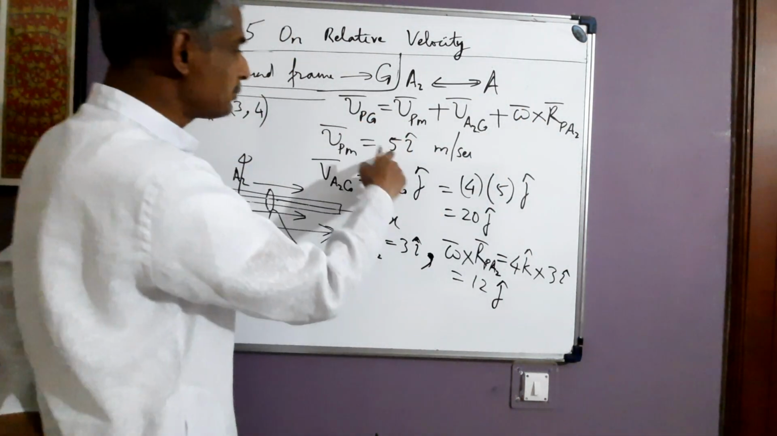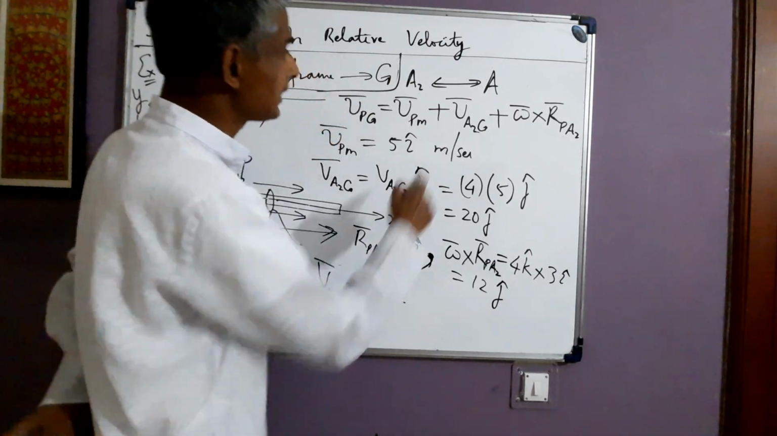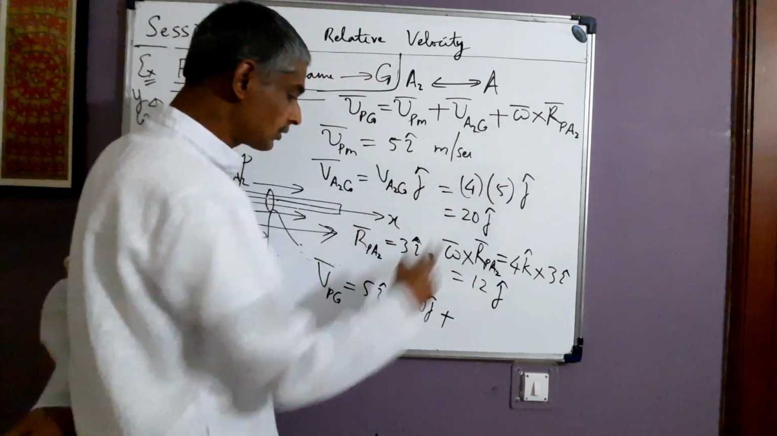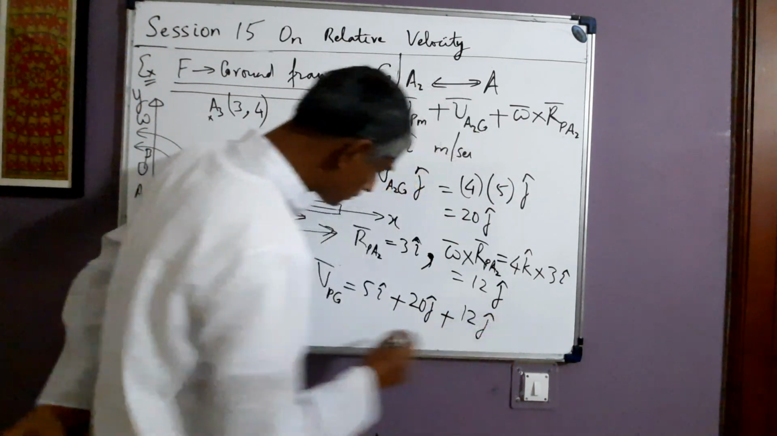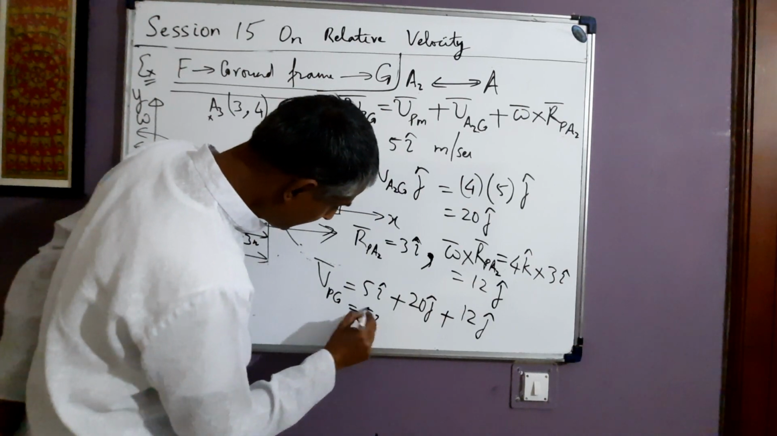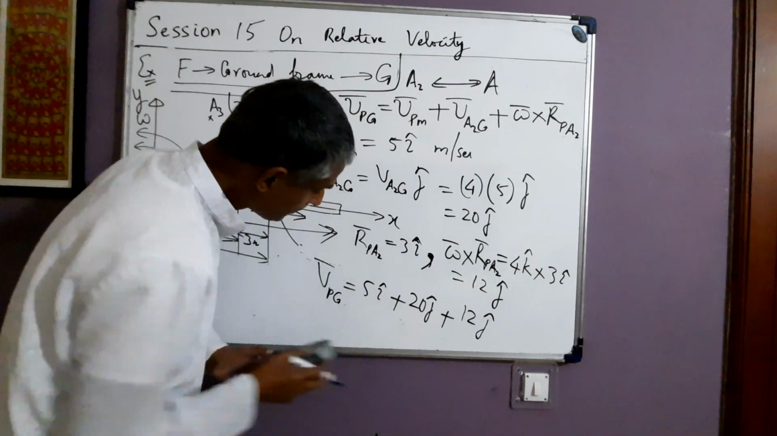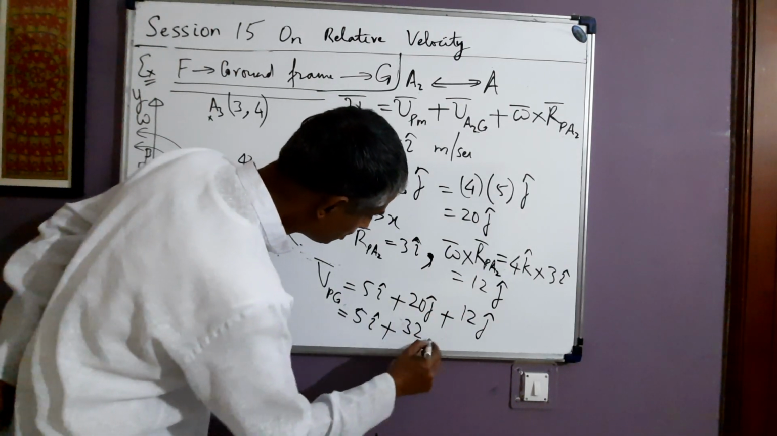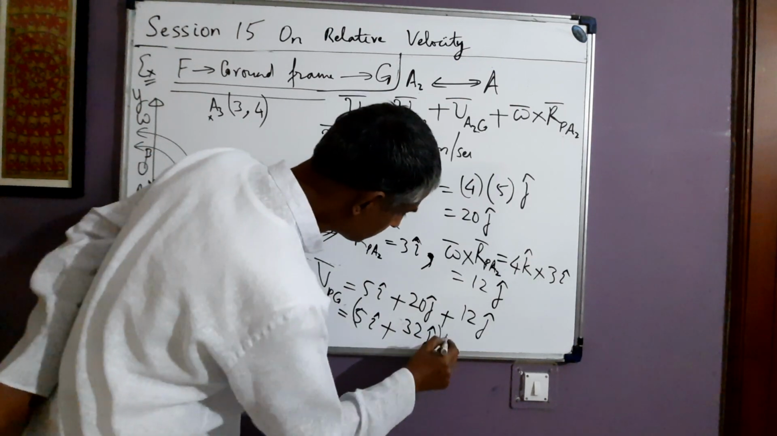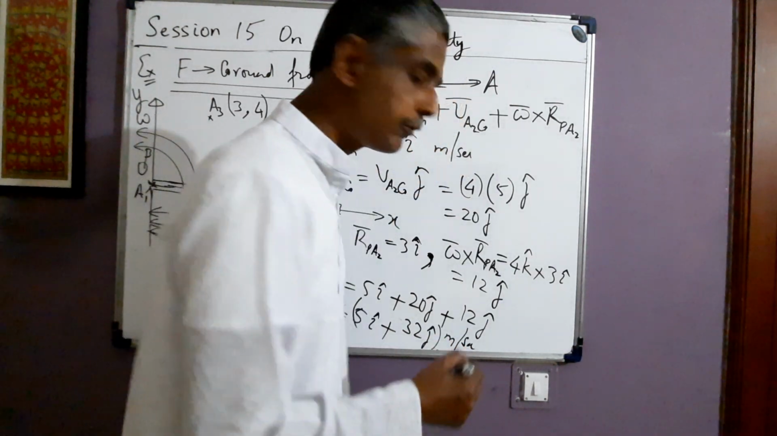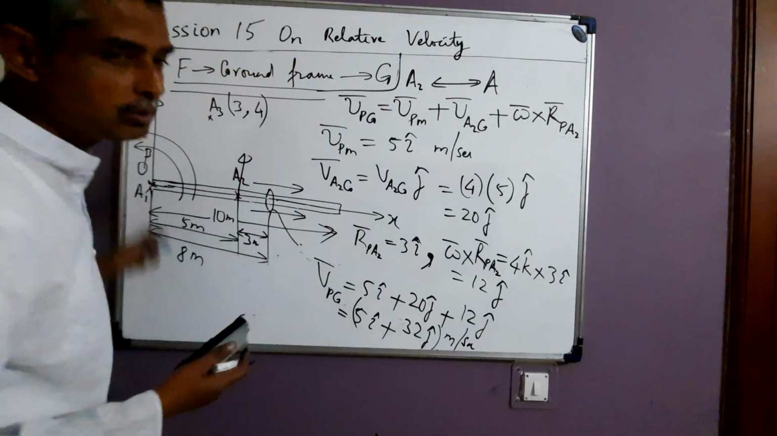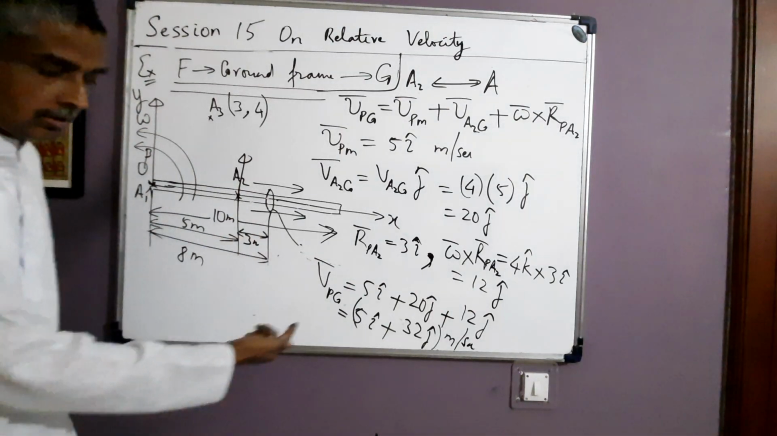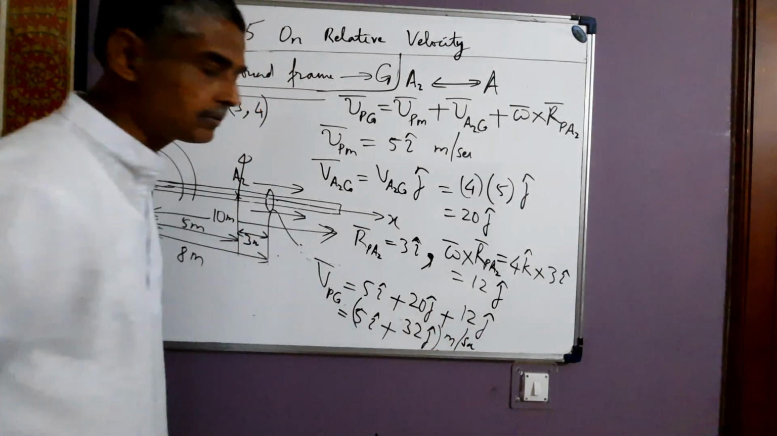So VPG will be equal to VPM, that is 5i, plus VA2G, which is 20j, plus omega cross RPA2, which is 12j. So this will add up to 5i, plus 20 plus 12, 32j meter per second. This is the same result which you got in the 14th session, where we took A1 to be point A. Now we have taken A2 to be the point A, and we have got the same result again.